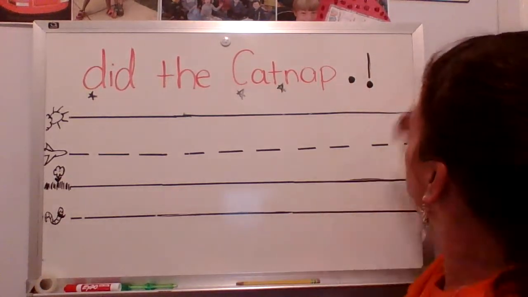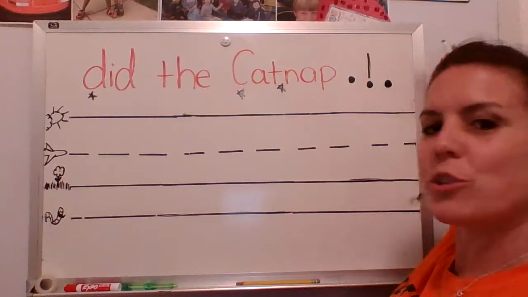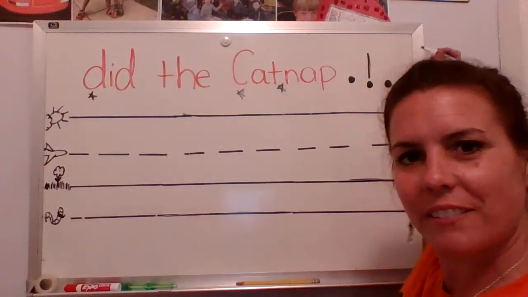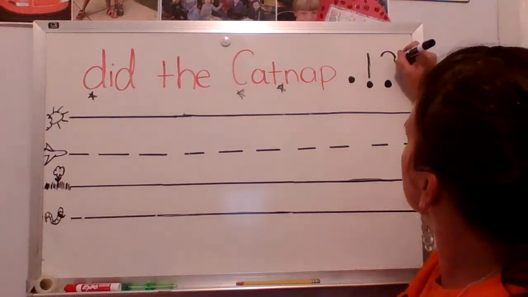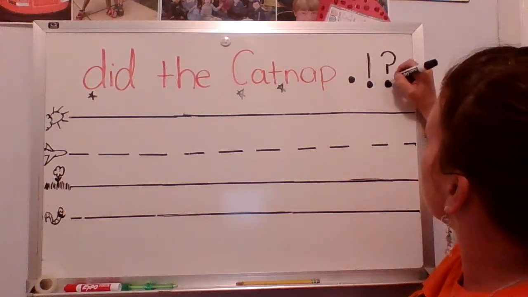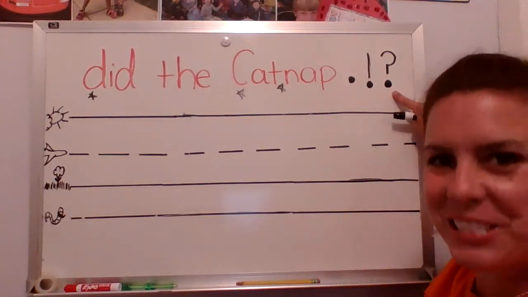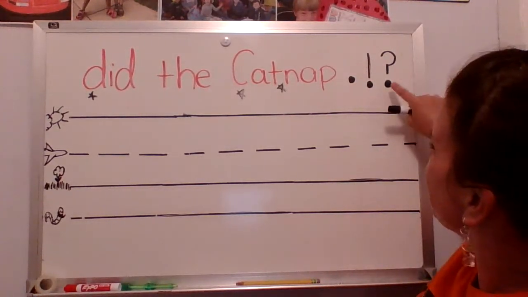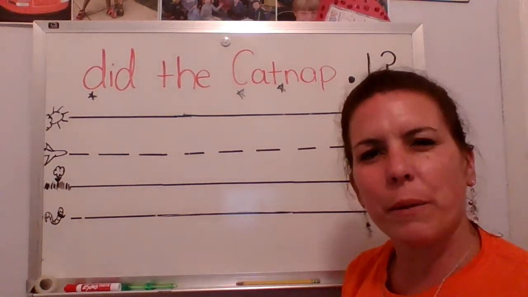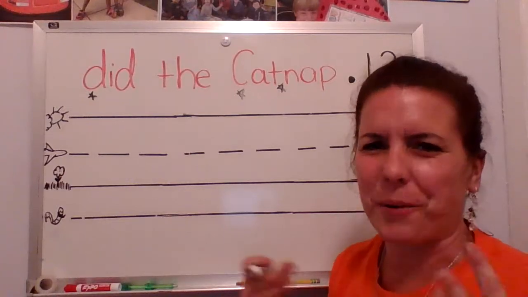Let's check one more. The last option that we could choose for the stop sign at the end of a sentence is a squiggly line with a straight line and then a dot at the bottom, and that one is called a question mark. If we put a question mark at the end, then we have to make our voices sound a little bit confused, like we're asking a question.